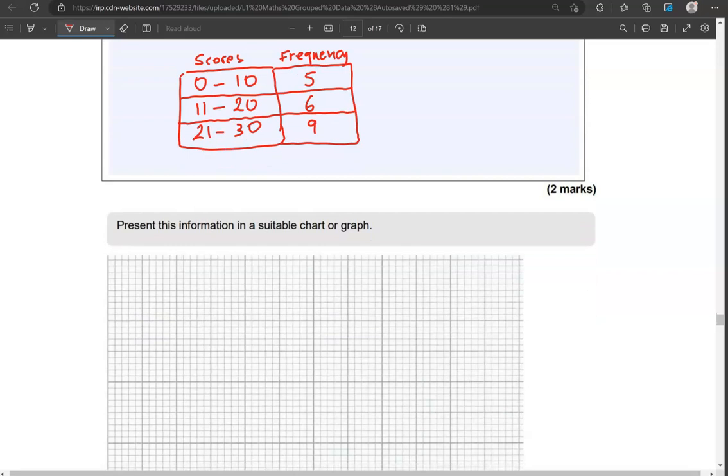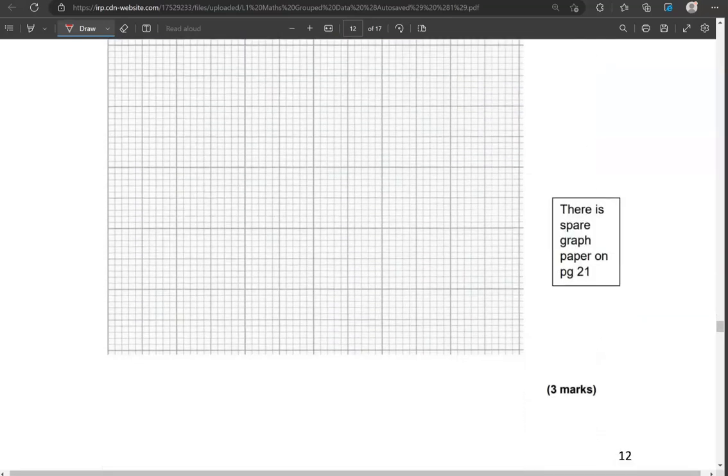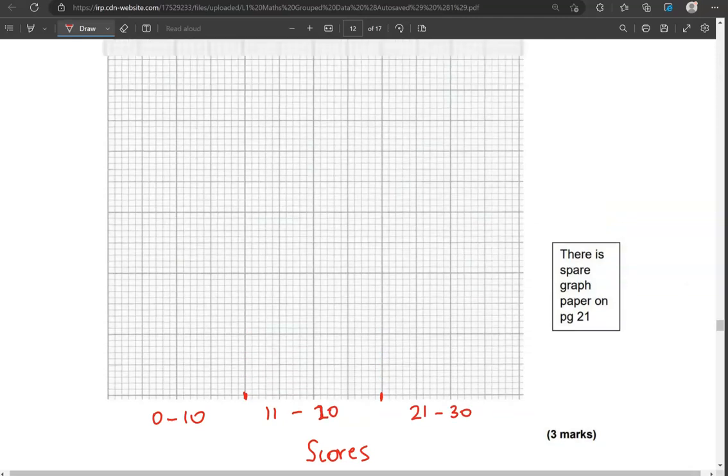So horizontally, we'll show the scores. We have 3 groups, and we have 1, 2, 3, 4, 5, 6, 7, 8, 9, 10, 11, 12 squares. So 12 divided by 3 gives us 4. So 0 to 10, 11 to 20, 21 to 30, and we'll show frequency.